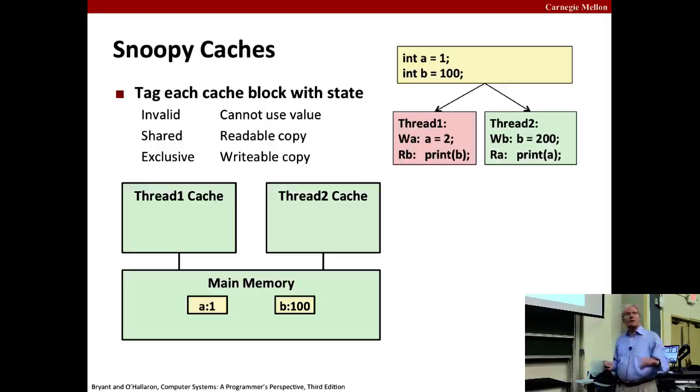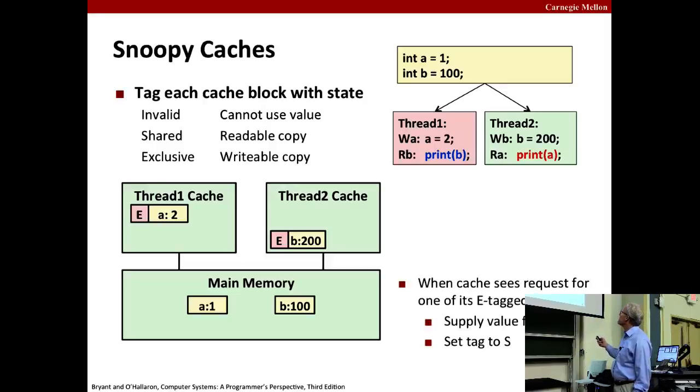So this is built into the hardware of a multi-core processor. What will happen then is, in order to do a write to A, thread 1 will acquire an exclusive copy of this element. And that tagging happens down here at the main memory and in the cache both. And similarly, if thread 2 wants to write to B, it must get an exclusive copy of that.